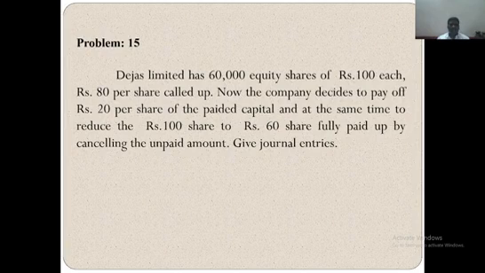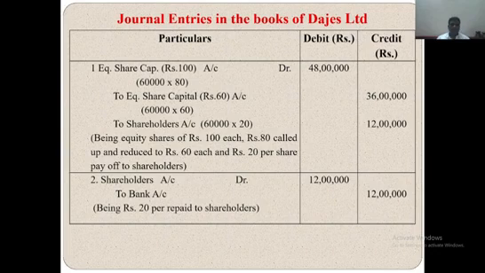Deja Limited has 60,000 equity shares of rupees 100 each, rupees 80 per share called up. Now the company decided to pay off 20 per share of the paid-up capital and at the same time to reduce rupees 100 shares to 60 shares fully paid up by cancelling the unpaid amount. Give the necessary journal entry.